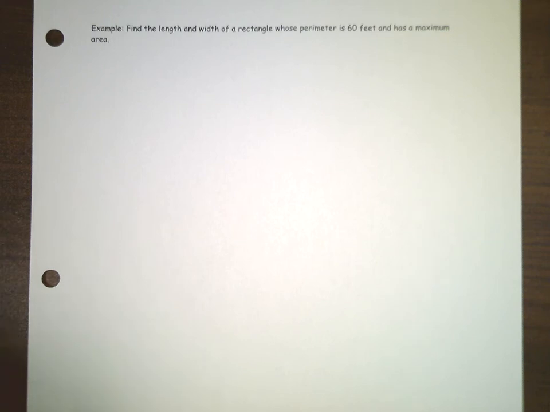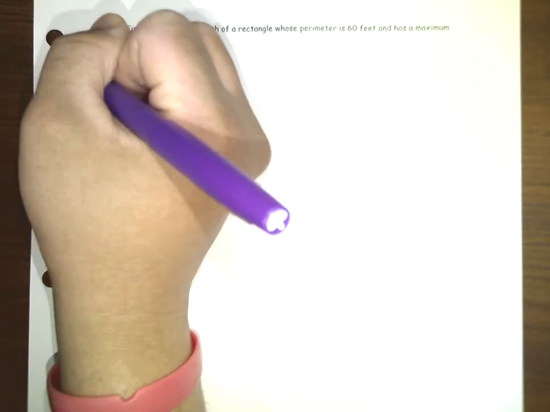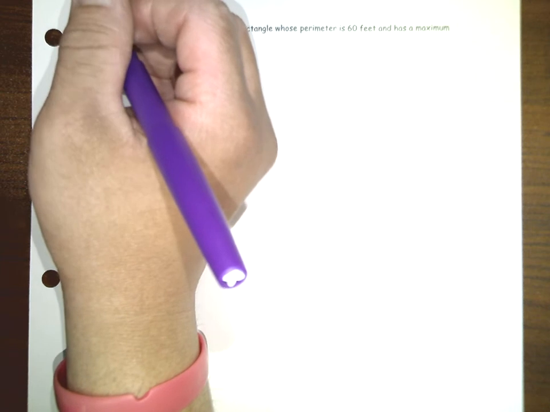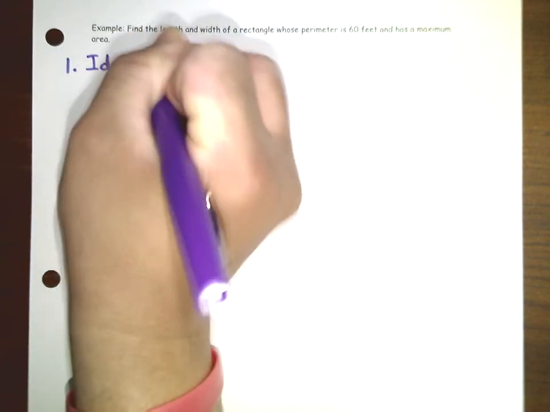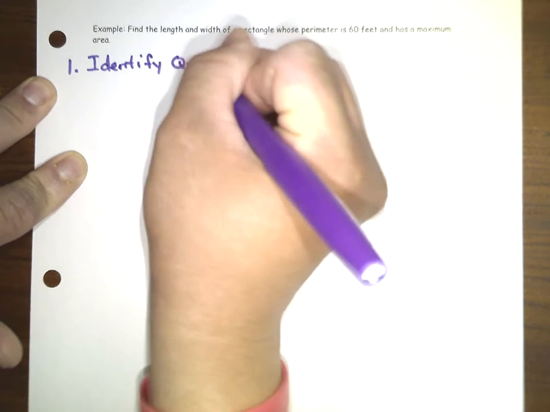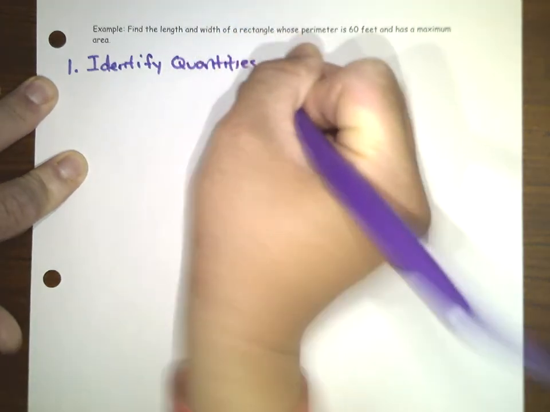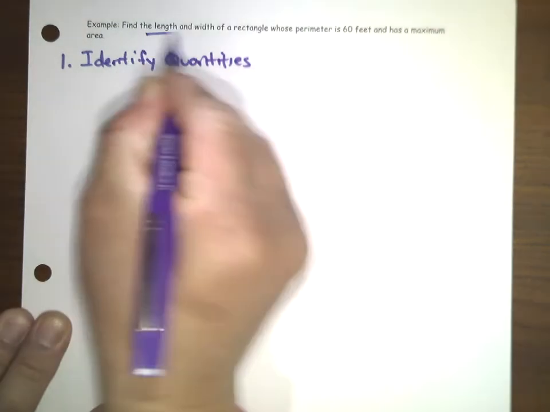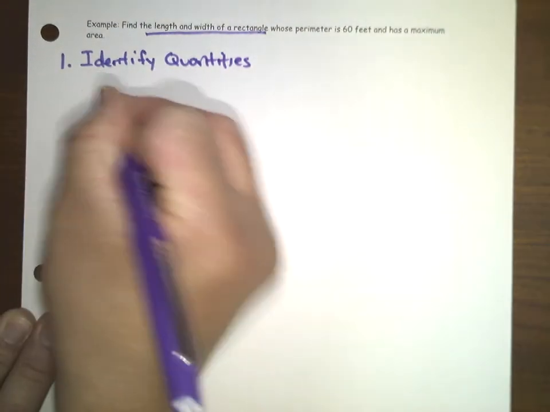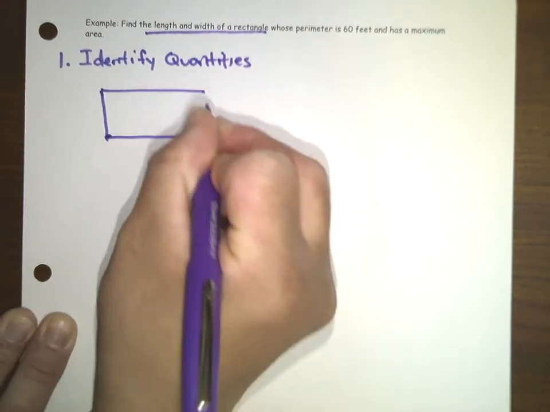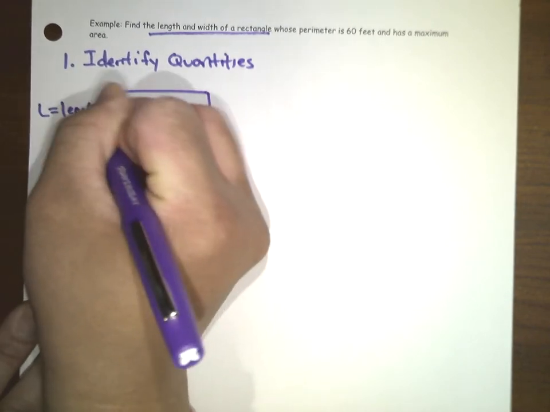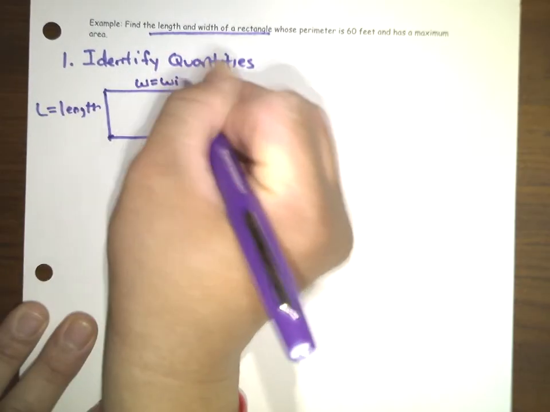So let's go ahead and start by going through step one. And step one was to identify the quantities. So now it said find the length and width of the rectangle. So the quantities probably will be L for length and W for width.